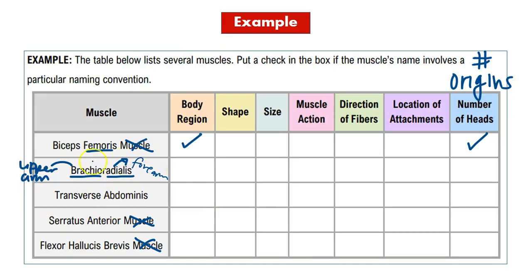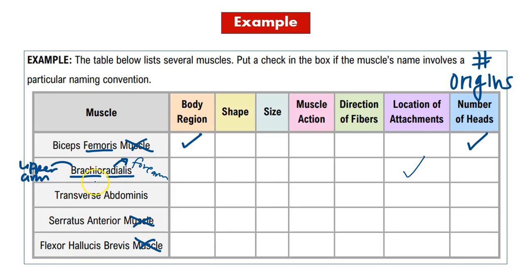Choose location of attachments first. Well, think about it. We're talking about brachioradialis. We're starting with the origin, and then we're talking about the insertion right after. So brachial is going to be the upper arm, the insertion is going to be the forearm, and so that's one way you can be like, oh, this is just like sternocleidomastoid. So we're talking about location of attachments.